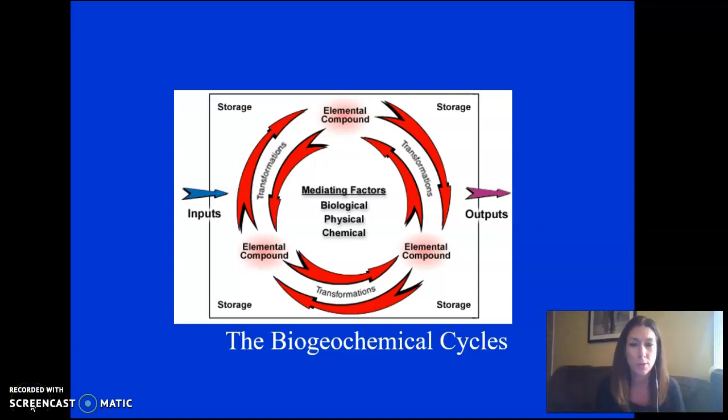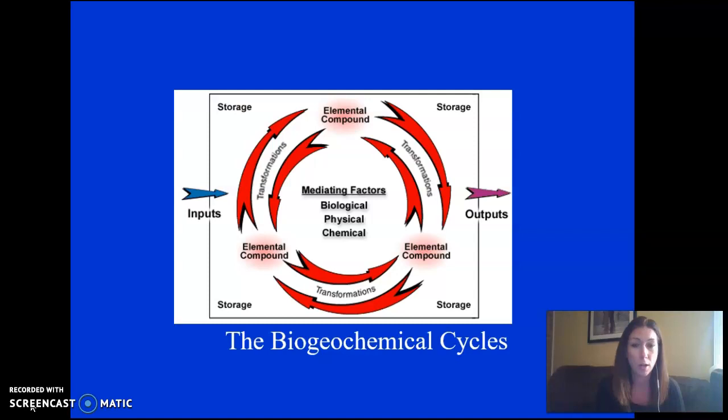All right, today we're going to do the first of our three nutrient cycles. The three that we're going to focus on are carbon, nitrogen, and phosphorus. We're going to start with phosphorus because that's the simplest one, and I'm going to try to draw the carbon and nitrogen ones when we get there.